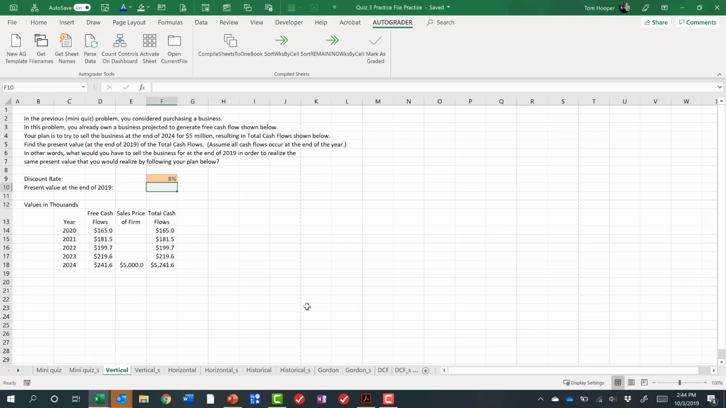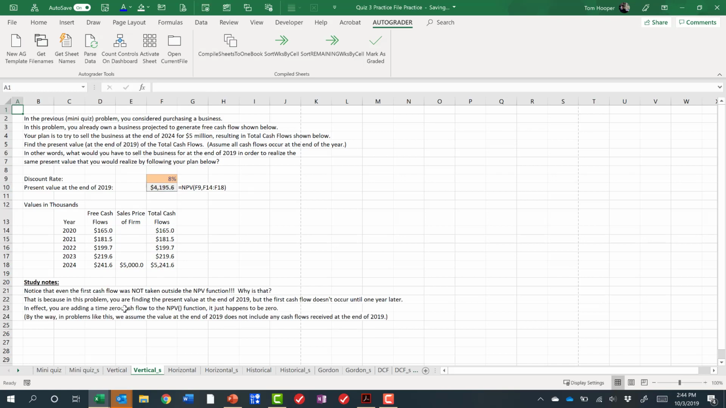This probably feels like a trick problem because every time up until now we've added the first cash flow. But think about it this way. These cash flows occur at the end of the year, and the first year is 2020. We want to know the present value at the end of 2019. So we actually do want it to discount the first cash flow. And so we simply use the NPV to find out the value. Take some time to read these study notes on the solution. I won't read them to you on the video.